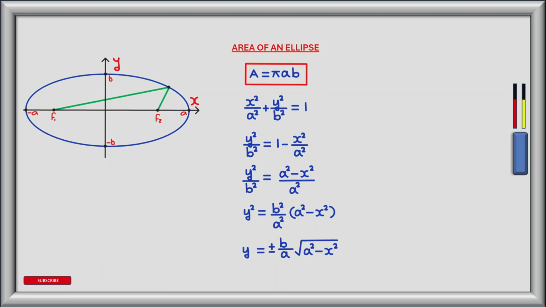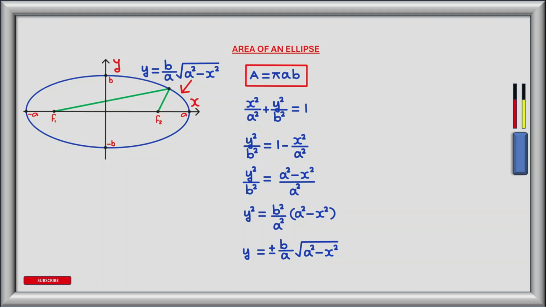So the equation of an ellipse expressed in terms of y is y equals plus or minus b divided by a multiplied by the square root of a squared minus x squared. And so y equals b over a multiplied by the square root of a squared minus x squared represents the portion of the ellipse above the x-axis. Similarly, the portion of the ellipse below the x-axis is represented by y equals minus b divided by a multiplied by the square root of a squared minus x squared.